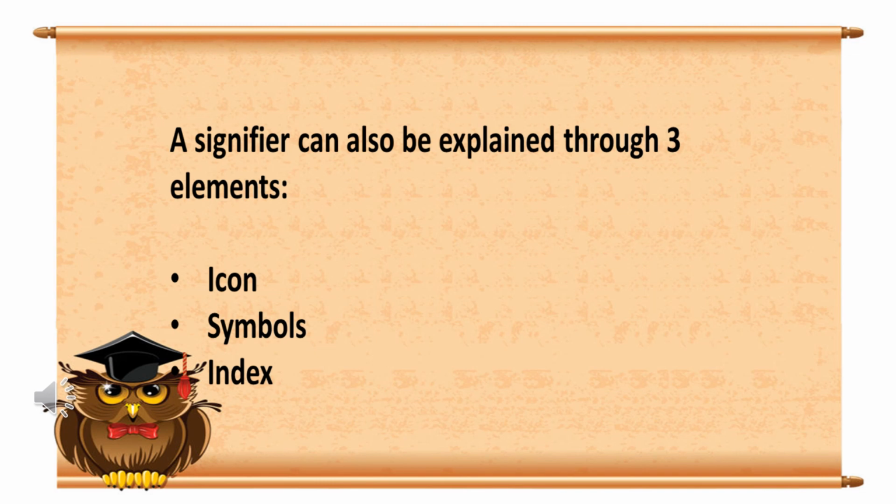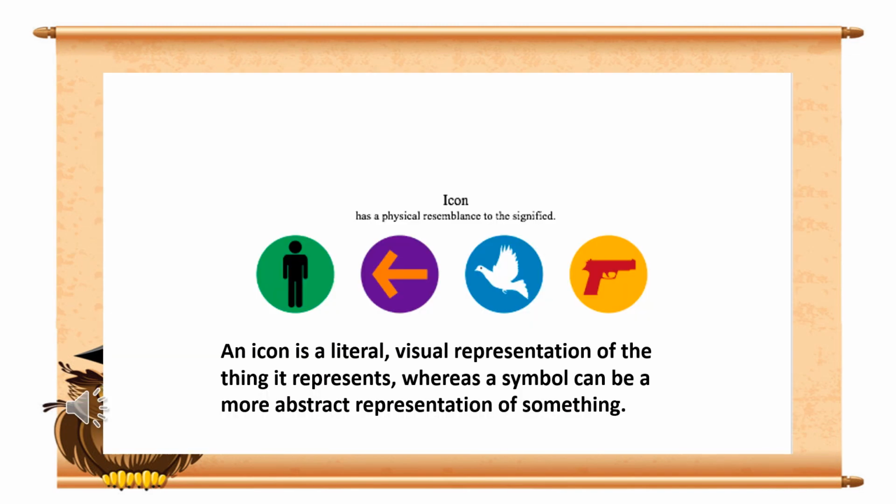All right, so our signifier can also be explained through three elements. It can be an icon, it can be a symbol, and it can be an index. Here are some examples of icons. When we say icon, this is a physical resemblance to a signified. An icon also is a literal visual representation of the thing it represents, whereas a symbol can be a more abstract representation of something. That is an icon.